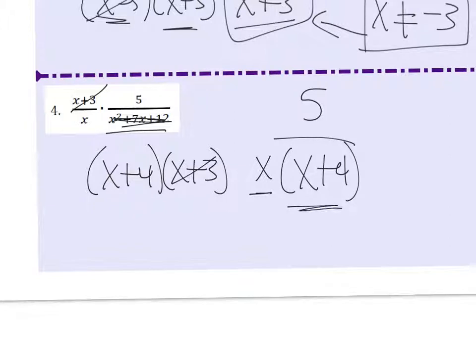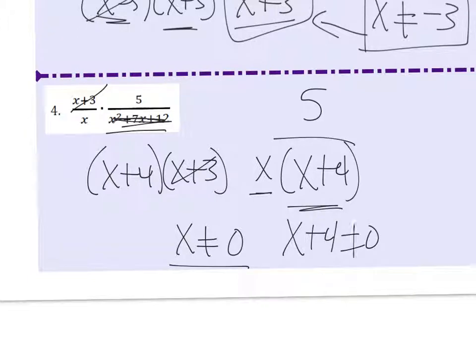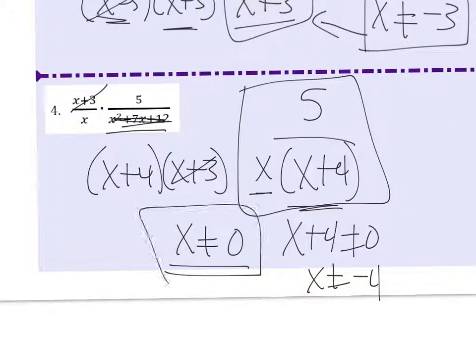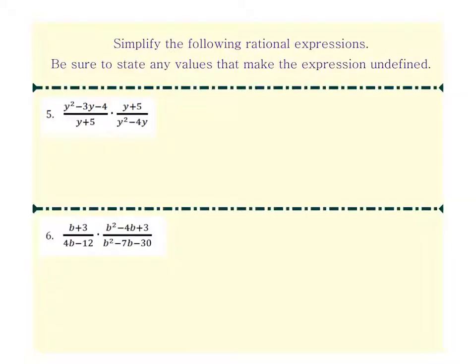Now if you look, I've got two things here, x and x plus 4. So I've got to say both of those things cannot equal 0. So x cannot equal 0, and x plus 4 cannot equal 0, so x cannot equal negative 4. So this is my solution, and these are my limitations down here. x cannot equal 0, x cannot equal negative 4. So now we're starting to get a little more complicated.